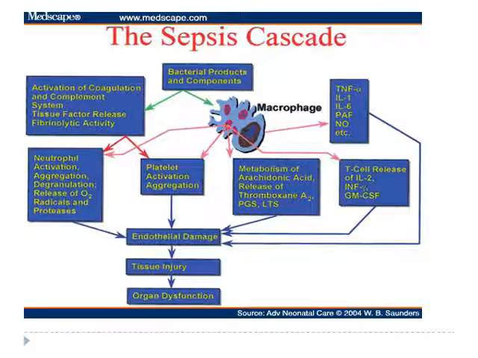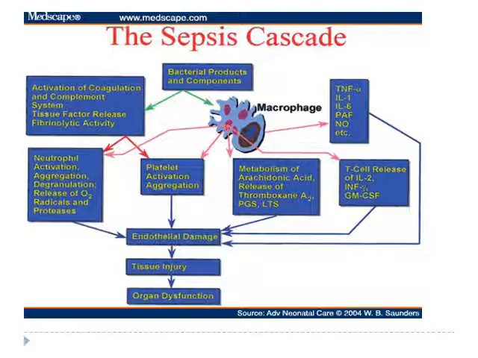That's septic shock. We are just talking about sepsis right now. So here's what happens when I was talking about those cytokines that are released. This is called the sepsis cascade. This is what happens when you get that initial infectious insult plus the systemic inflammatory response. These are the two things that come together to make sepsis. If we start on the left-hand side, you'll see the neutrophil activation, aggregation, degranulation, release of oxygen radicals and proteases.